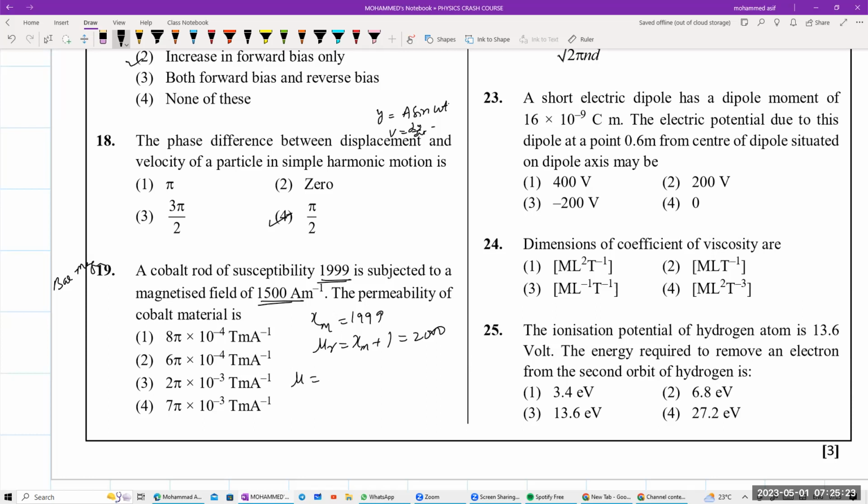So mu will be equal to your relative permeability into your absolute permeability. Mu r ki value beta, 2000 into mu naught ki value 4 pi into 10 to the power of minus 7. So that will give the value of your mu. 4 to the 8, yani 8 pi into 10 to the power of 3 into 10 to the power of minus 7. So it is equal to 8 pi into 10 to the power of minus 4 Tesla meter ampere inverse. Yaad rakh lijiye beta. Good question.